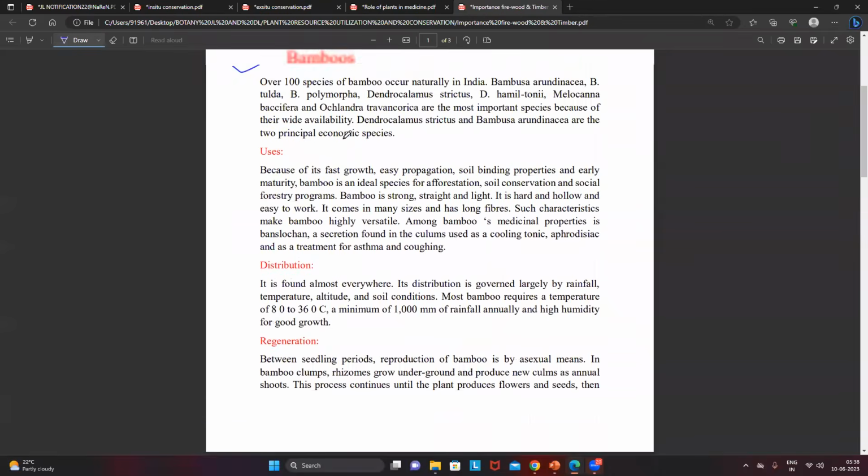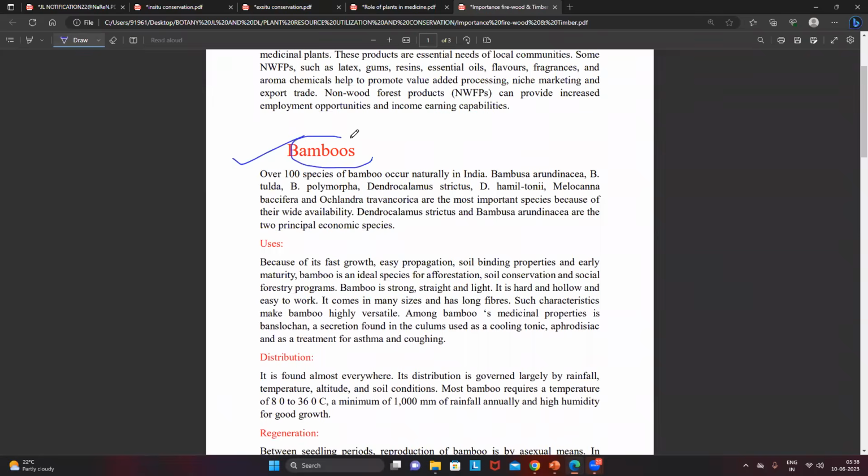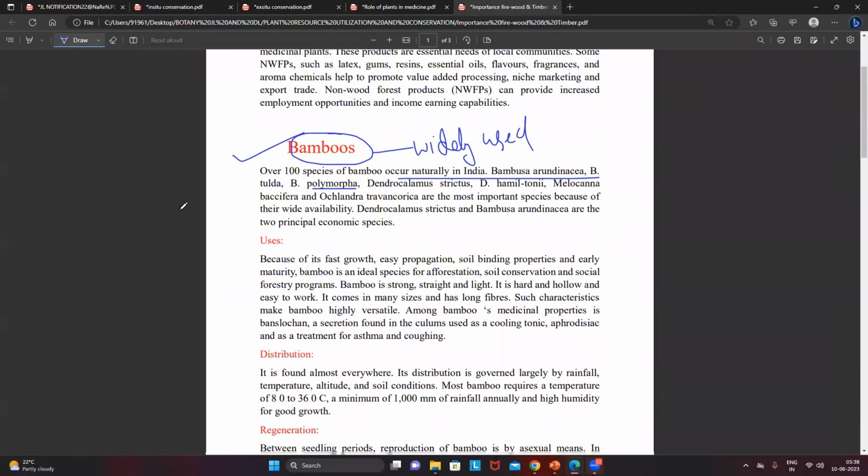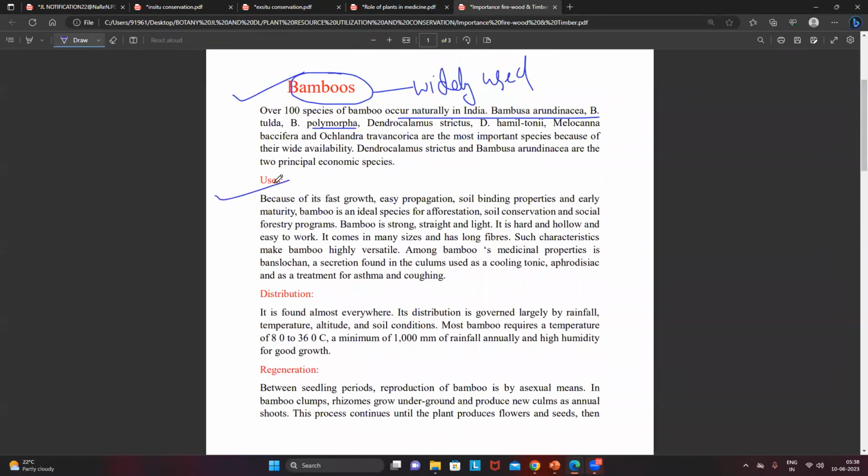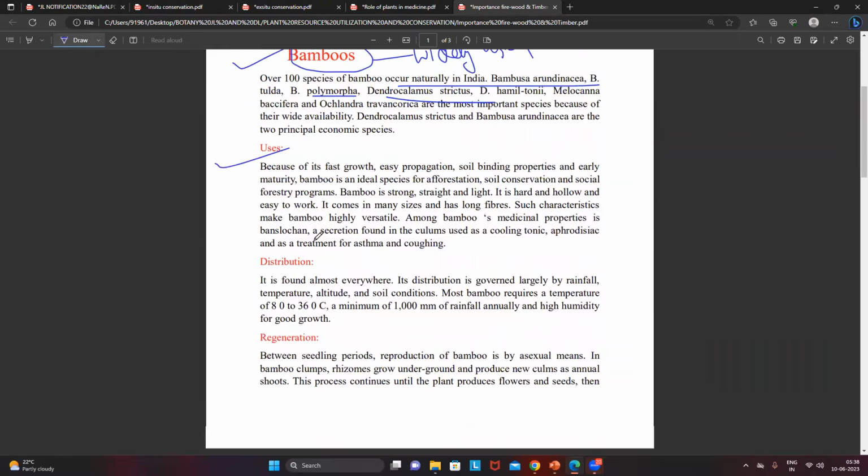Listen, every one of you, most important one. What are bamboos? Widely used bamboos. This is important for the exam. Please don't forget. I have already mentioned which are widely used. You have to remember that, followed by uses. Nothing else is required. What are the major types? Their uses. I mentioned everything. You have to read, that's all.